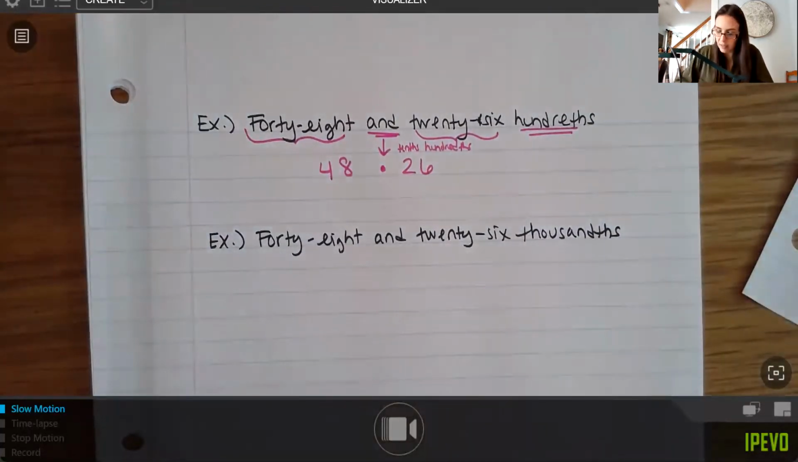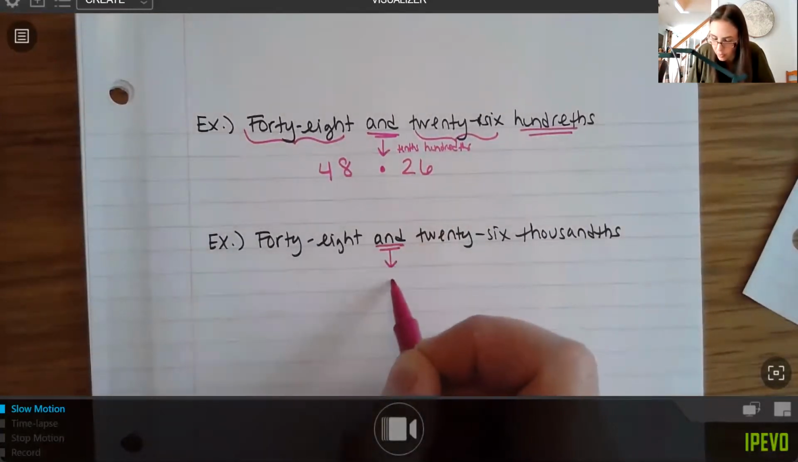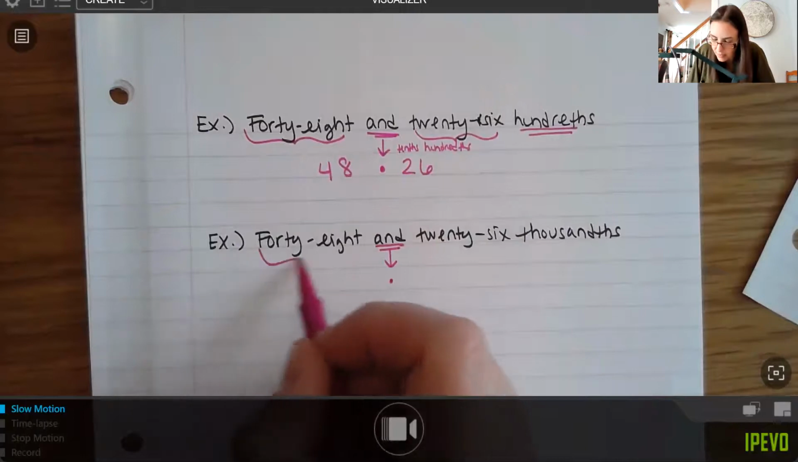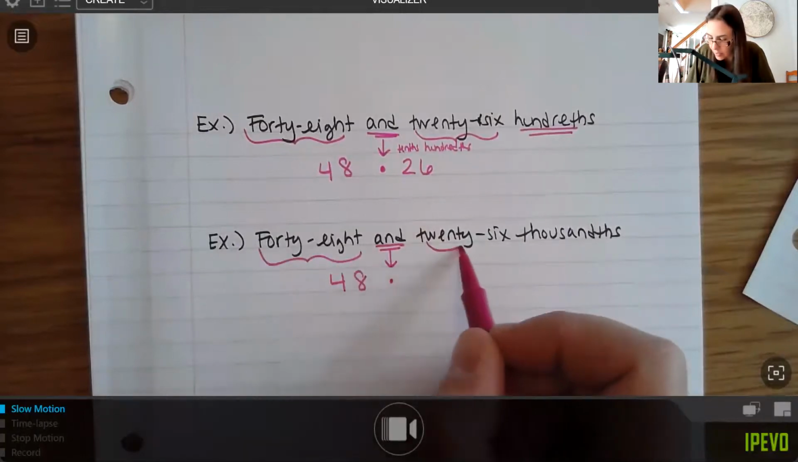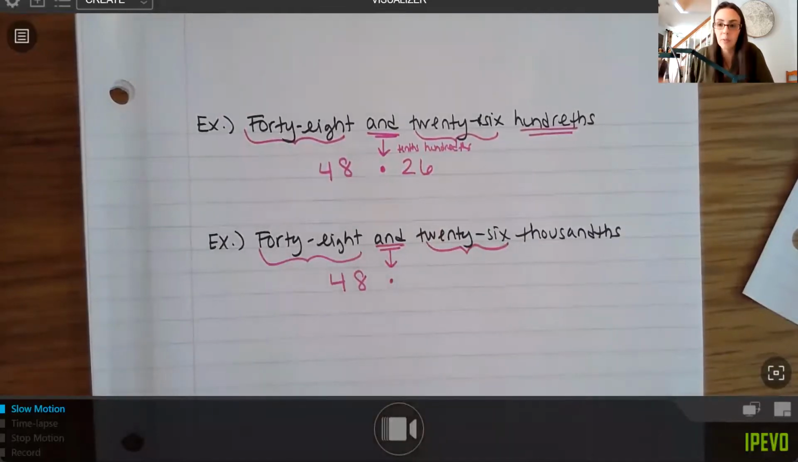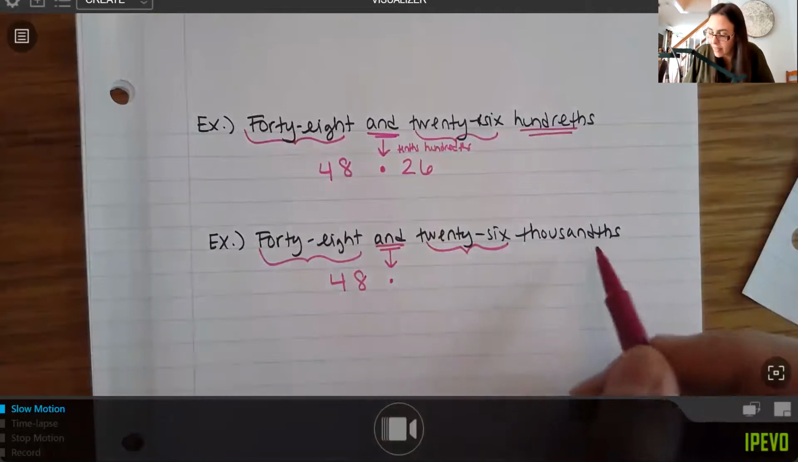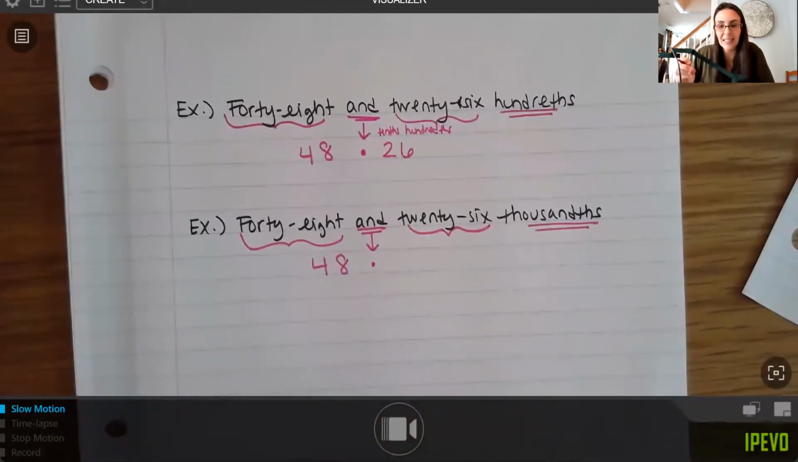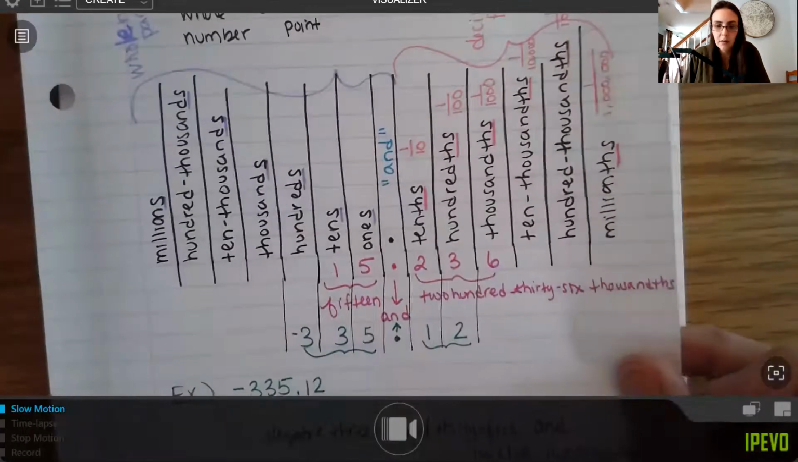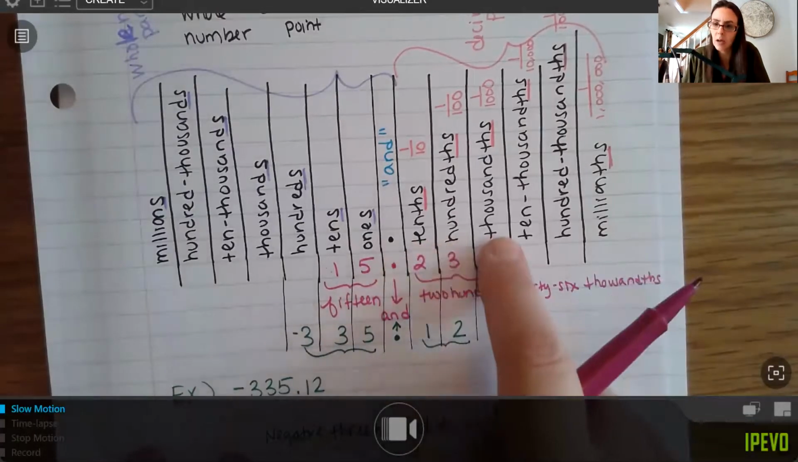$48 and 26,000. So again, that "and" is going to tell you where that decimal point goes. And 48 stays the same. And you're still seeing that number 26. So you're like, okay, this is the same problem, I just put 0.26. But it's not the same problem. Here I have the thousandths. So your 26 needs to end in the thousands position. So if you look here, my thousands position is actually 3 spots out, not 2.